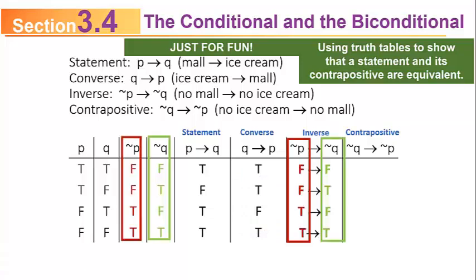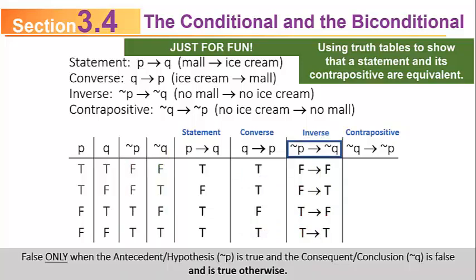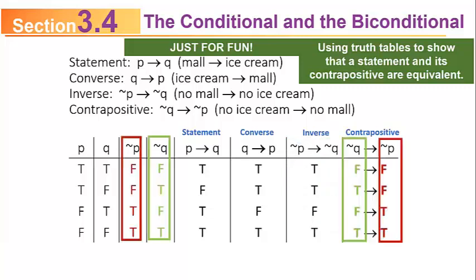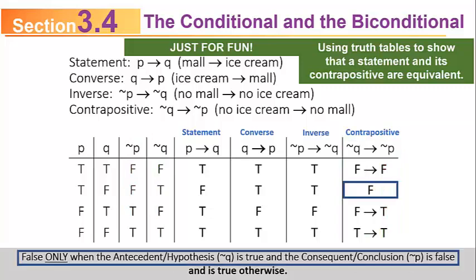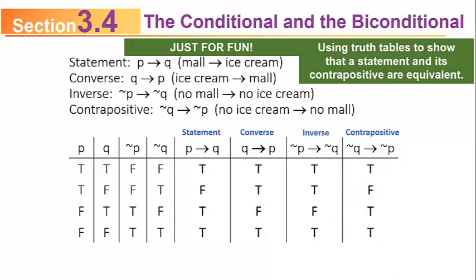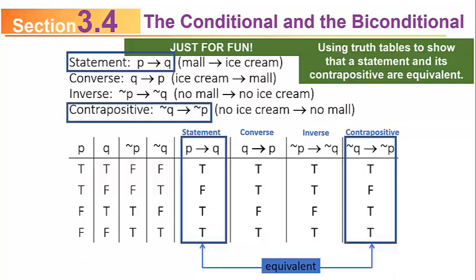Move to the inverse, do the same sort of thing. I'm not going to take this one step at a time. You'll get the truth values being true, true, false, true. And finally, if you do the same thing to the contrapositive, you'll find out that the truth values are true, false, true, true. And what you notice is exactly what we said earlier.